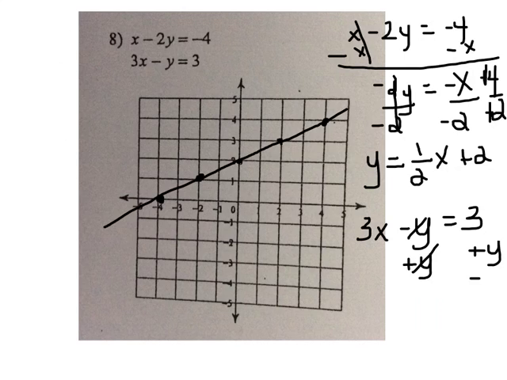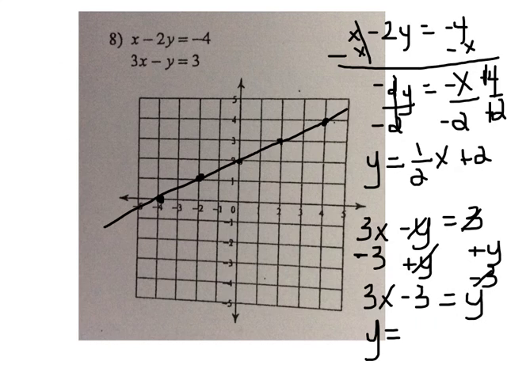And let's move the 3 to the left side of the equation by subtracting it. And we'll be left with 3x minus 3 equals y. Right, and if we rewrote this y equals 3x minus 3, that would also be in slope-intercept form. So we can do that.